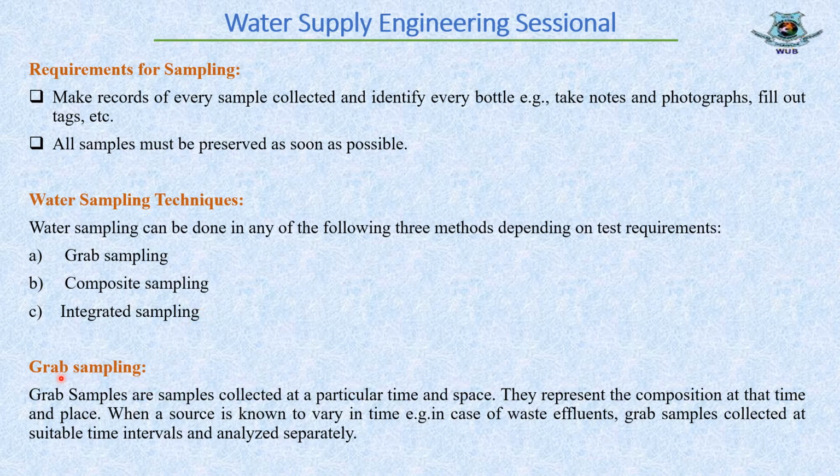Now, what is grab sampling? Grab samples are samples collected at a particular time and place. They represent the composition at that time and place. When a source is known to vary in time, for example in the case of waste effluent, grab samples are collected at suitable time intervals and analyzed separately. It is an appropriate method for data collection for non-conservative parameters such as temperature, dissolved oxygen, ammonia and nitrogen.